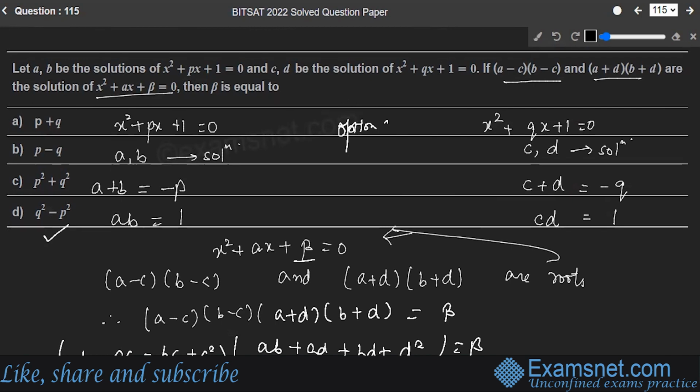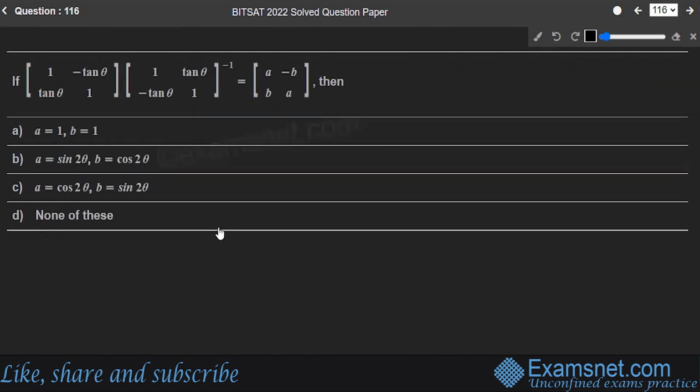Option D is the right answer. Hope you understood this. Next is question number 116. So we have matrices and trigonometry, the combination of both of them. This is the inverse.